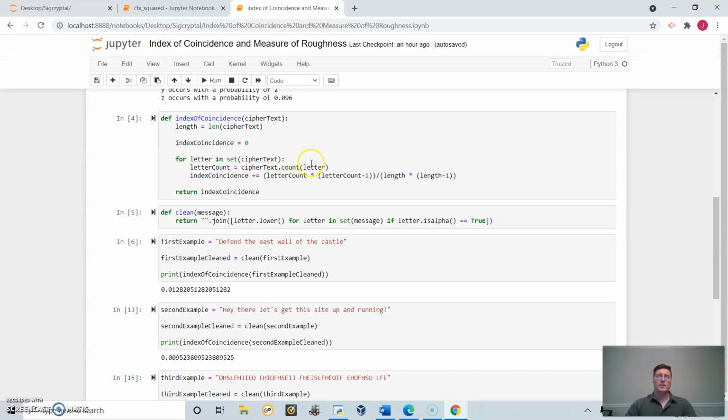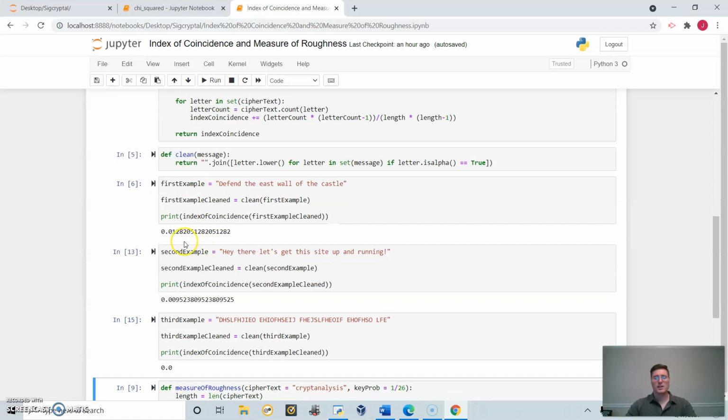Here we're going to take the count of the letter in the ciphertext and then plug it into the formula, which is the count times the count minus 1, divided by the length of the ciphertext times the length minus 1. And you sum that, or add it to the IC, and then return the IC. So in this case, we got 0.012. It's very close to 0.008. The difference really shouldn't be too concerning.